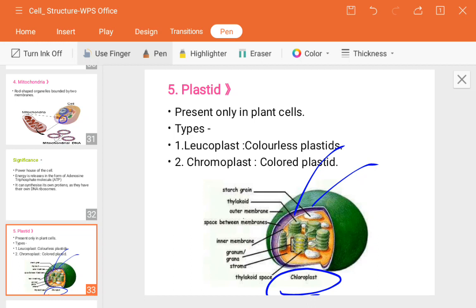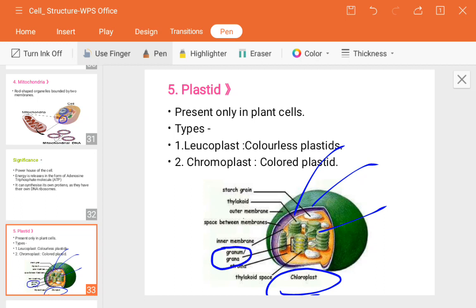So it has two membranes. Inside, the stack-like, coin-like structures are set up one by one. Is it the coin stacks? One by one after another. Those are called granum, or grana. You can see the labeling here.